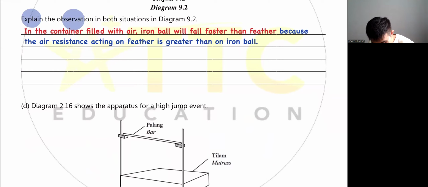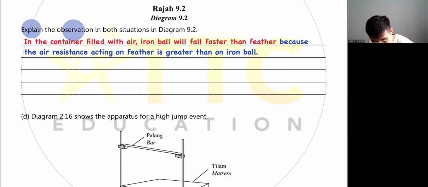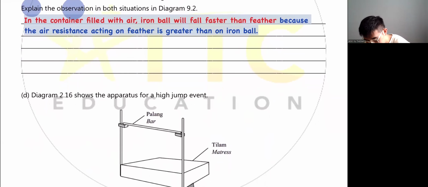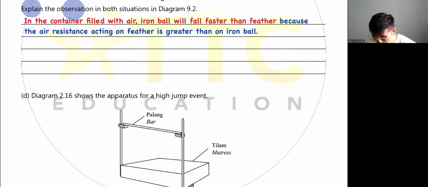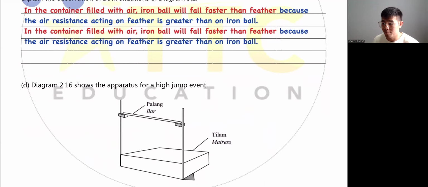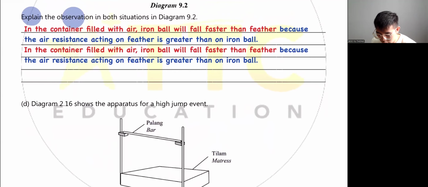But in the vacuum container, the feather and the iron ball. Now this experiment, I will show you the video right now. That time in the class, I purposely went to find it. Oh, large surface area can, but the ultimate reason is because of the air resistance. Because the large surface area causes the larger air resistance acting on the feather. So it's better we write the ultimate reason. Yes, large surface area, because large surface area then causes more air resistance acting on the feather.